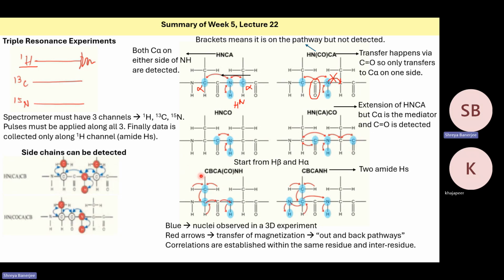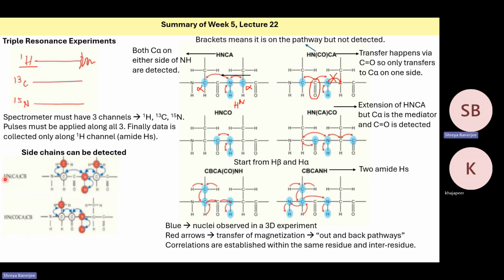Another experiment: in all these experiments, you are starting from the amide hydrogen. In fact, in the experiments so far, you are only traveling within the main chain. You are either detecting C alpha or NH or CO. The magnetization was not transferred into the side chain. In these two experiments, magnetization is also transferred into the side chain, so you can detect the side chain as well.